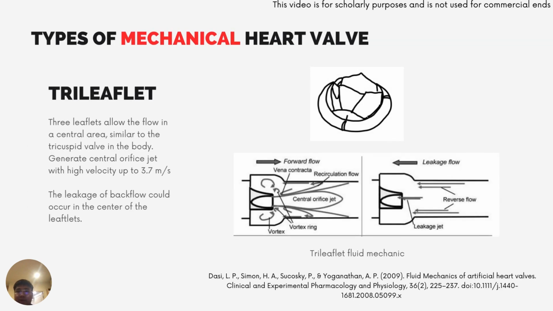Next, for the tri-leaflet valve, three leaflets allow the flow through the center area, similar to the tricuspid valve of the body that we have today. The natural flow of the blood is significantly shown in the result. It generates a central orifice jet with a high velocity compared to the others, with an average of about 2.2 meters per second. However, there is still leakage from the backward flow in the center of the leaflets, which can lead to further blood clot formation due to the high shear stress.